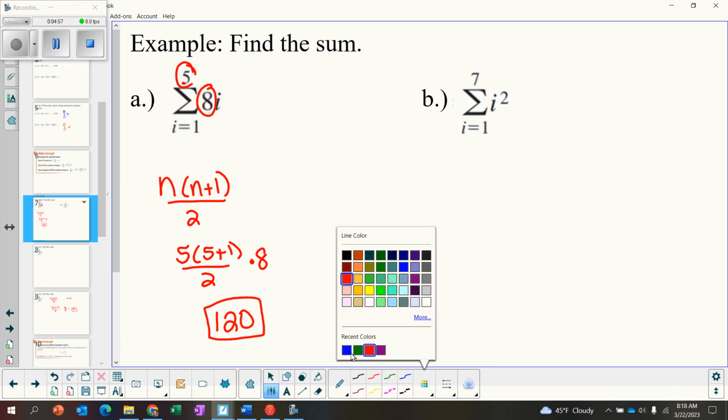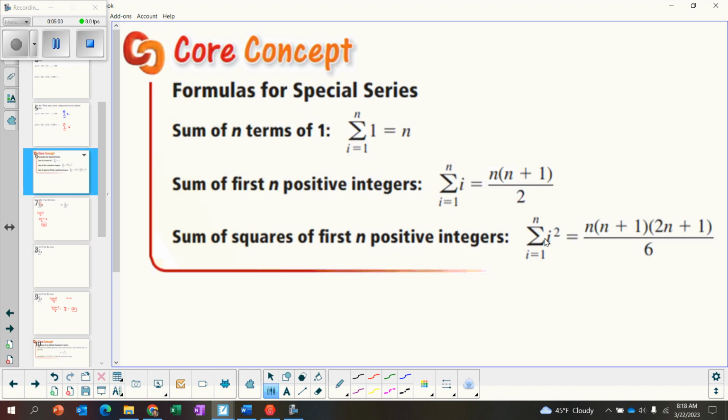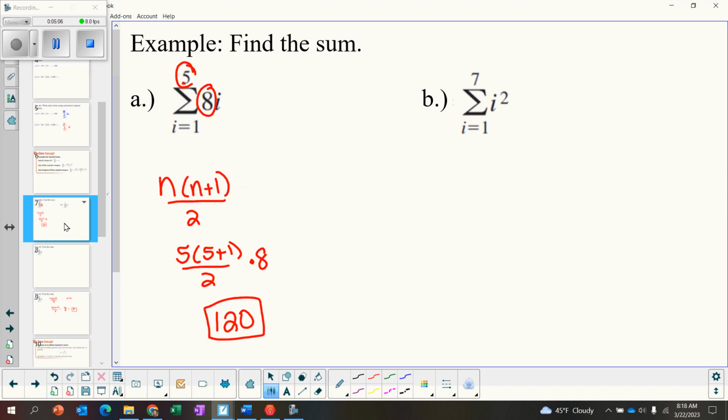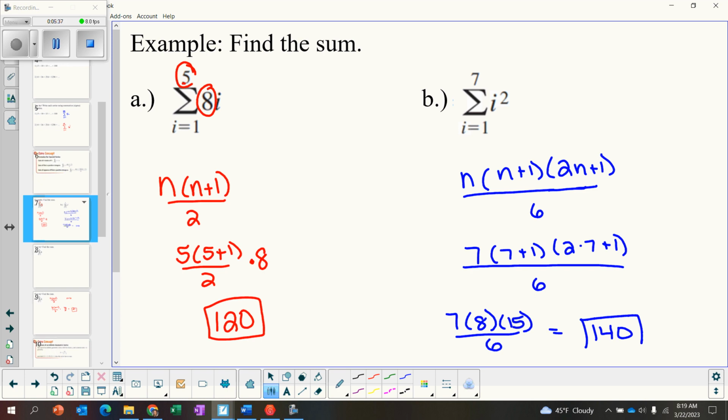For the next one, we have the sum of i squared, and there's no number in front, so we're just going to use that formula. It's n times n plus 1 times 2n plus 1, all over 6. So n in this case is 7, so it's going to be 7 times 7 plus 1 times 2 times 7 plus 1, all over 6. So 7 times 8 times 15 over 6. We actually get 140 as our final answer.